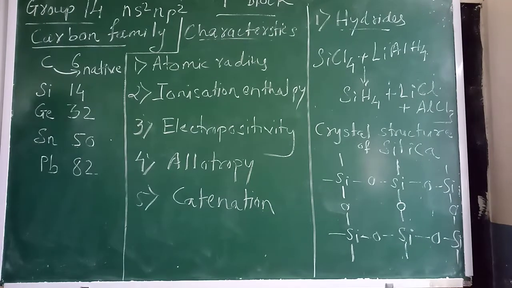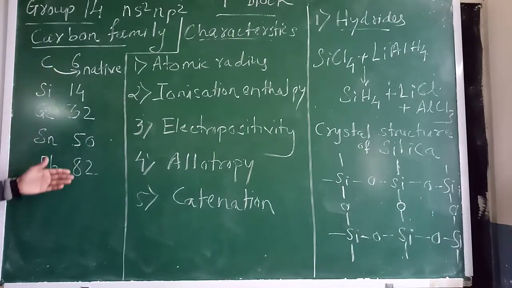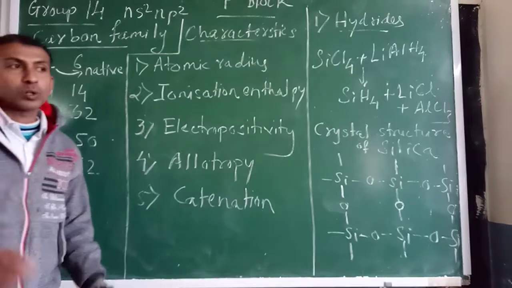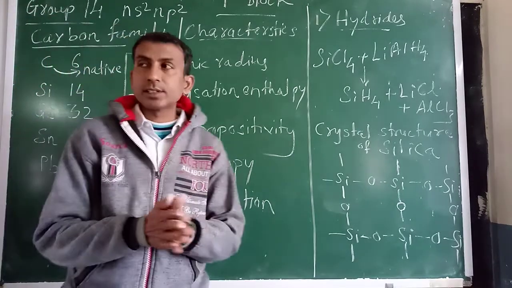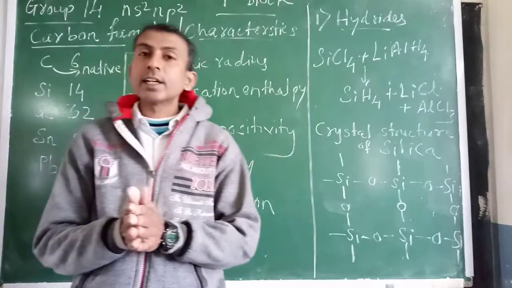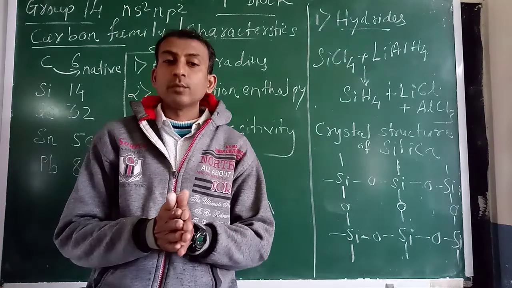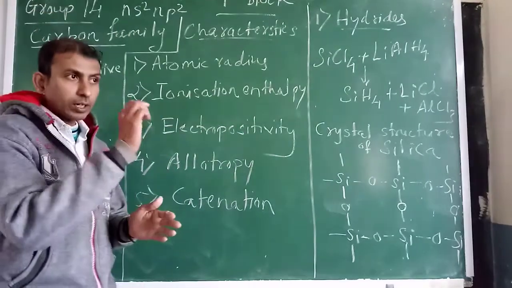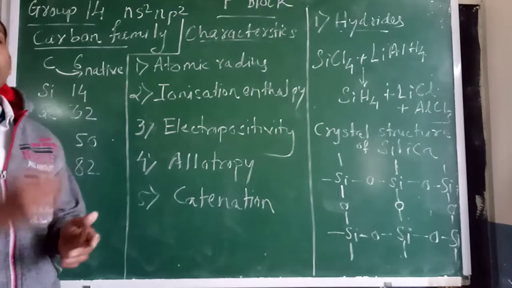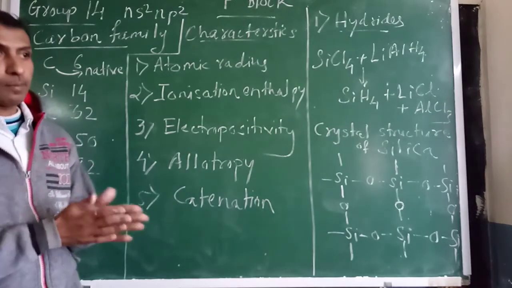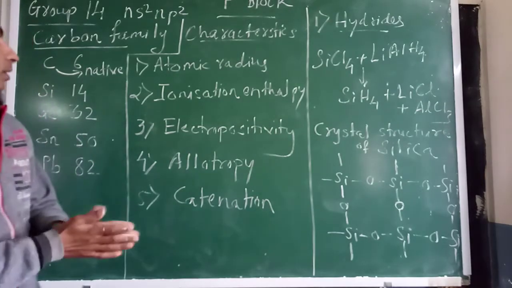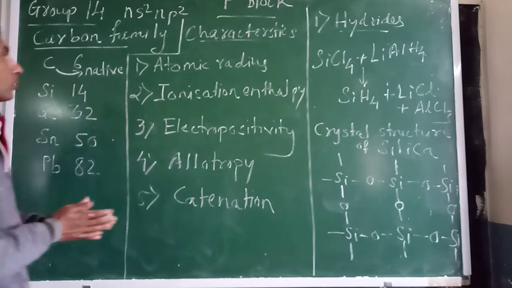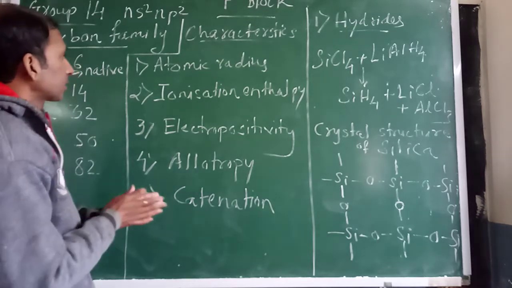After knowing the atomic numbers, the next step is writing down the electronic configuration for all these elements. You have to practice this at home, writing down the electronic configuration following the Aufbau principle. Now continuing with the remaining characteristics.